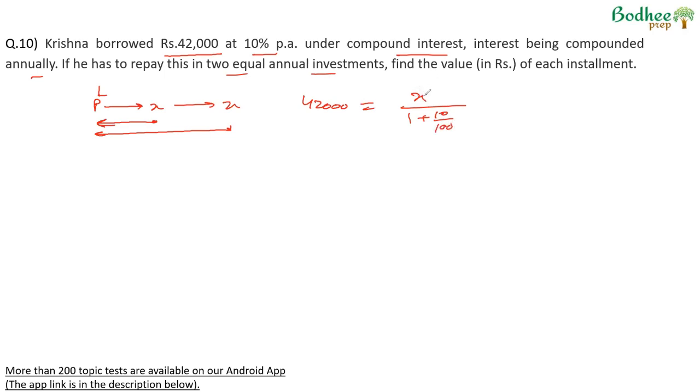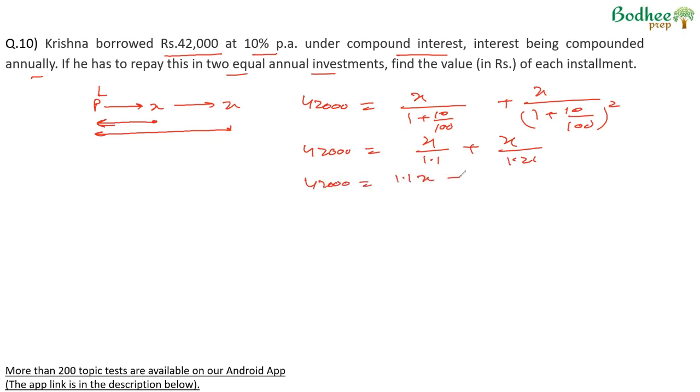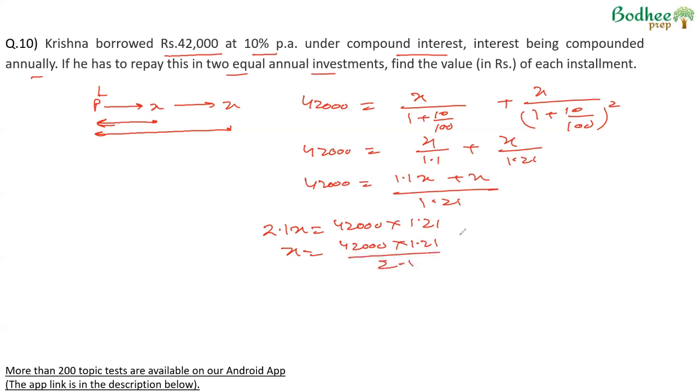So 42,000 should be equal to X upon 1 plus R upon 100, the value of the first installment at the start of time or the start of the repayment, plus X upon 1 plus 10 upon 100 whole square, the value of the second installment at the beginning of the period. So 42,000 is equal to X upon 1.1 plus X upon 1.21, 1.1 square. Taking the LCM, 2.1x is equal to 42,000 into 1.21. Therefore, x is nothing but 42,000 into 1.21 upon 2.1.